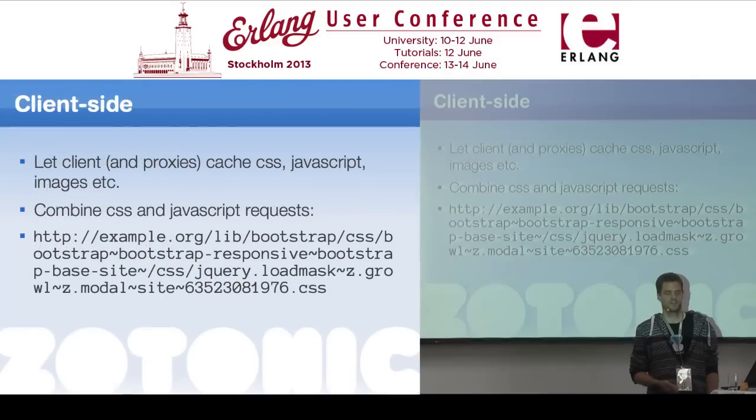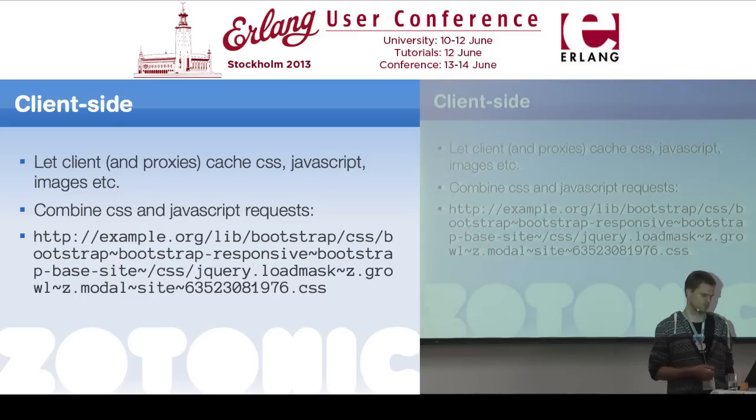So to minimize the number of HTTP requests, we actually combine requests for multiple files into one. This is an example for some CSS files. One is called Bootstrap, which is the framework that we use, some base site CSS, and some other files. The URL is a bit garbled, but it basically just gets those CSS files, concatenates them, caches them, and then serves them.